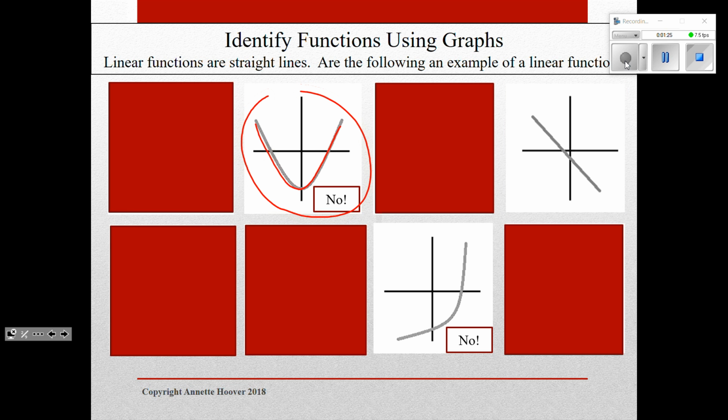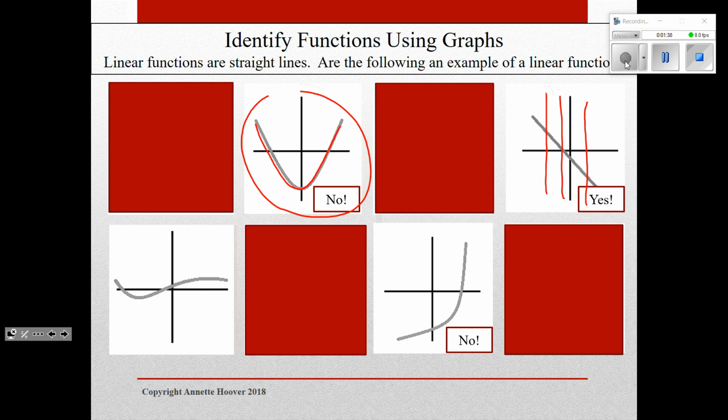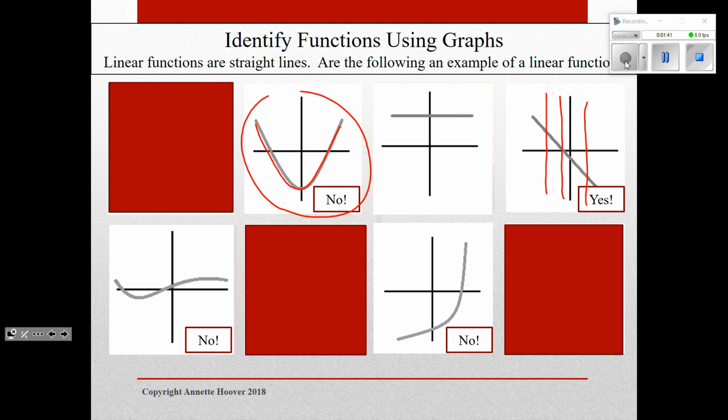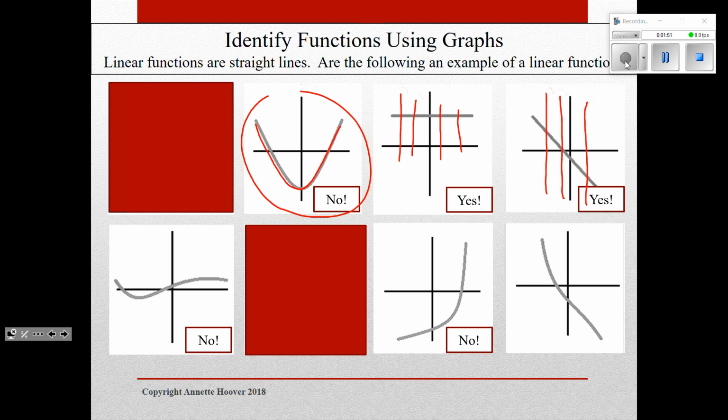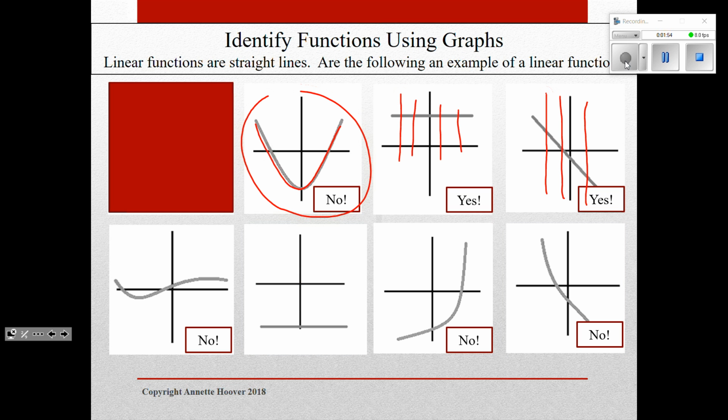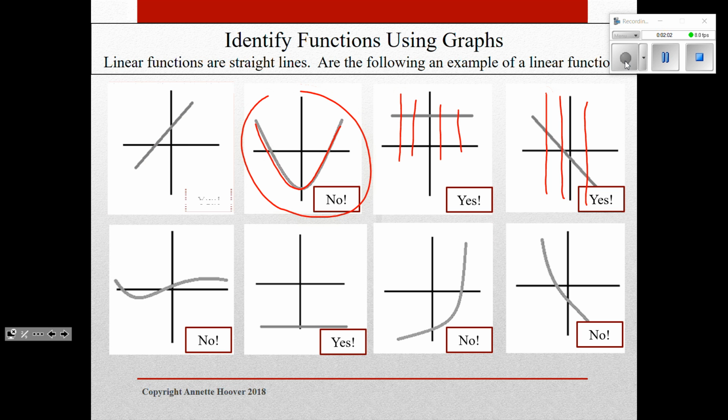Here for the first time we have our straight line, and if you were to do the vertical line test, there is never a place that it would touch the line twice, so that is a linear function. This one is not, because it is not a straight line. This one is a linear function. It's a straight line, and it passes the vertical line test. It never touches the line twice. This is not a straight line, so that cannot be a linear function. This one also is a linear function because it is a straight line, and this one is as well.